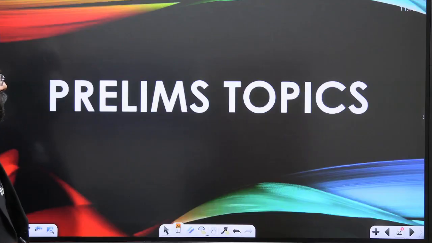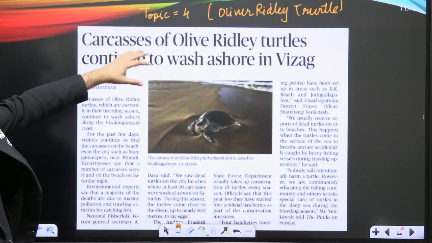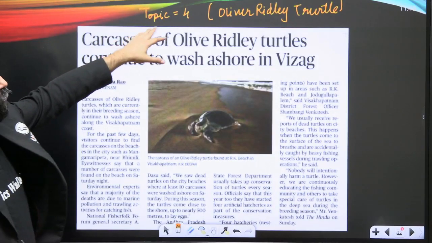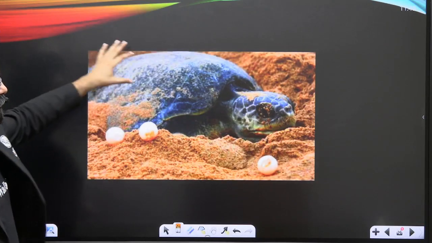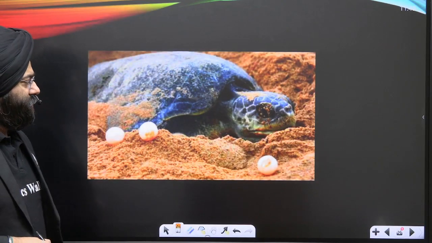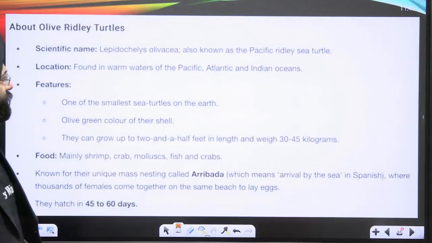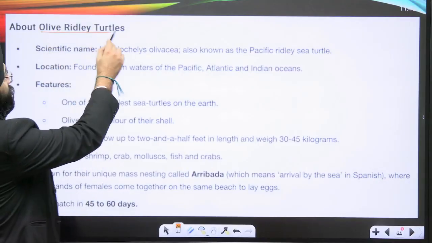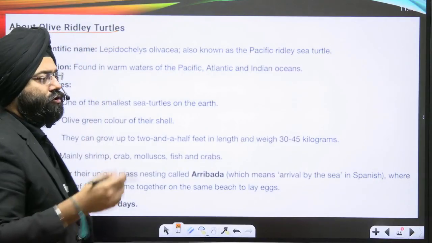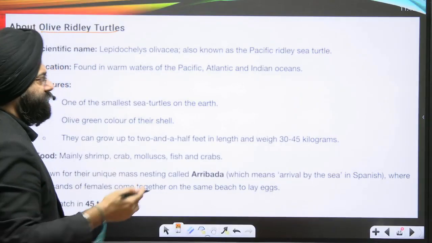Let's move ahead. Prelims topics. Carcasses of Olive Ridley turtles continue to wash ashore at Vizag. Topic 4, Olive Ridley turtle. So this is the cute face of the Olive Ridley turtle along with the eggs. What is it? The Olive Ridley turtle is important because this can be asked in your prelims topics and has been asked previously also.